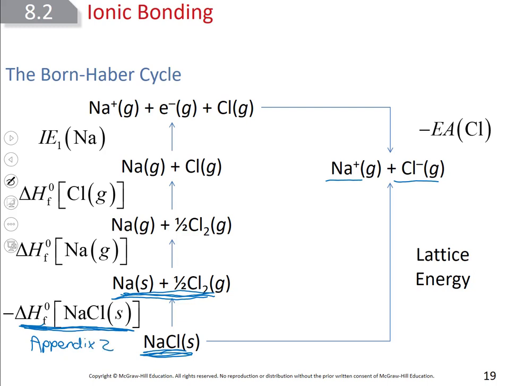Appendix 2. Now, why did I make it negative? Why did I change the sign? Because we're going backwards. Instead of forming the compound, we're breaking it apart. Because we're doing the reverse reaction, as we learned with Hess's law, if you reverse a reaction, you change the sign of your enthalpy term. So that's why I took that value and made it negative. That is step 1. Step 1 is the opposite of the standard enthalpy of formation for whatever your compound is. And that now gets us to where our compound is separated into its individual elements.